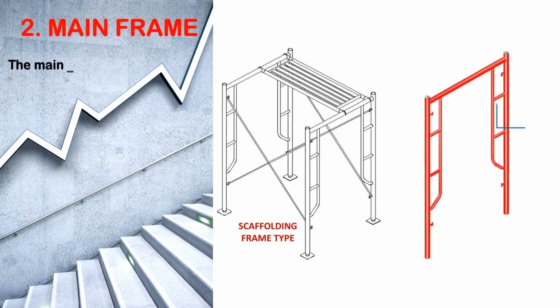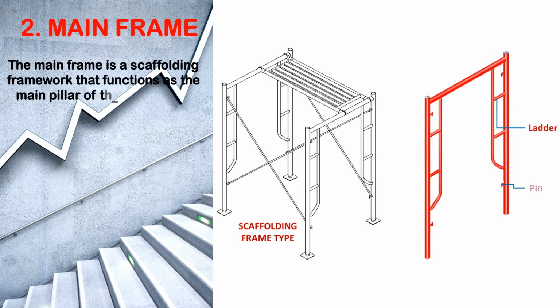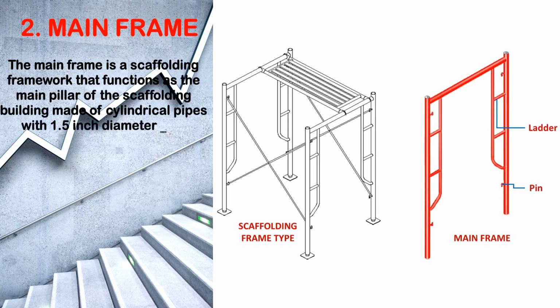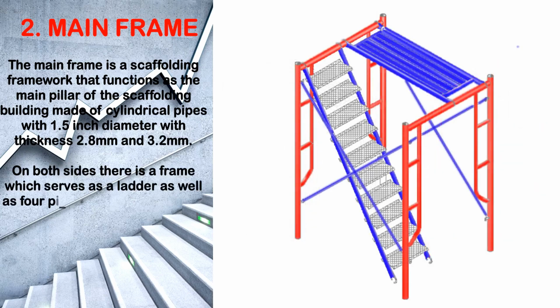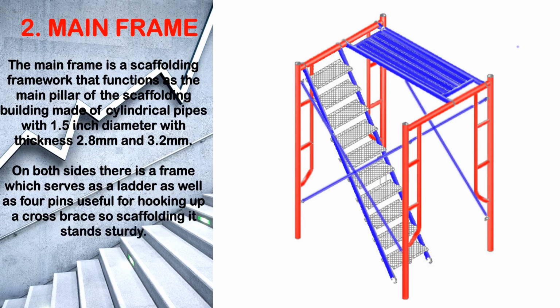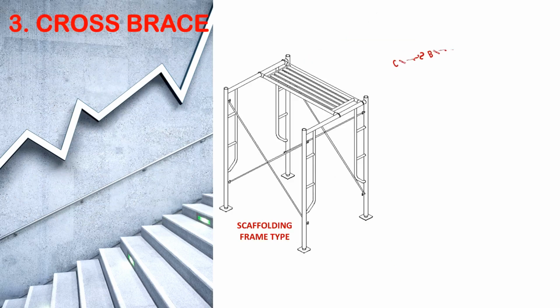Number 2. Mainframe. The mainframe is a scaffolding framework that functions as the main pillar of the scaffolding building, made of cylindrical pipes with 1.4-inch diameter and thickness of 2.8 mm and 3.2 mm. On both sides there is a frame which serves as a ladder as well as a pin useful for hooking up a cross brace so the scaffolding stands standard.